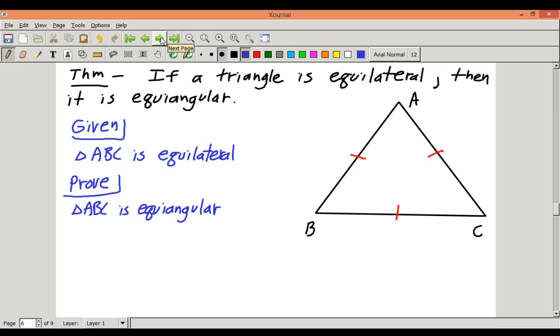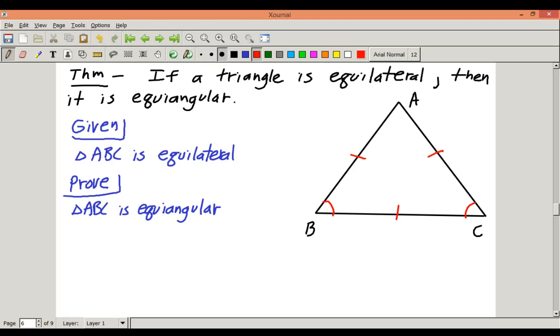Okay, let's think about this for a minute. We have the isosceles triangle theorem that says if two sides of a triangle are congruent, then the angles opposite those sides are congruent. So we know that since side AB and side AC are congruent, then now we know that angles B and C are congruent by the isosceles triangle theorem.